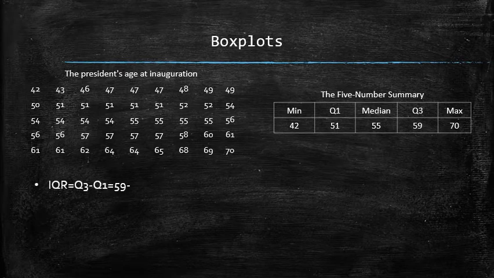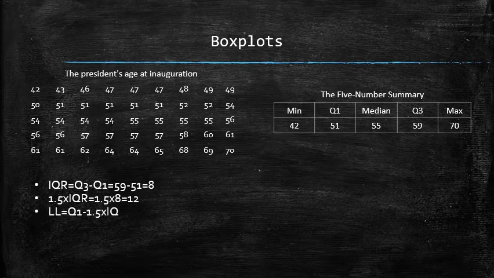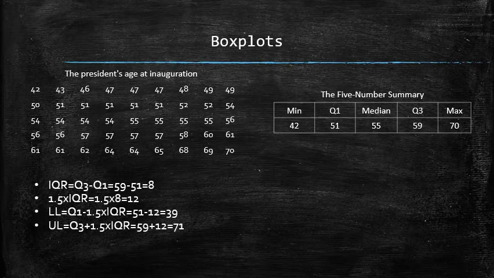First, let's compute IQR by subtracting Q1 from Q3. It is equal to 8. Then let's find one and a half times IQR. 1.5 times 8 is 12. Next, let's compute the lower limit by subtracting 1.5 IQR from Q1. We get 39. Now let's compute the upper limit by adding 1.5 IQR to Q3. We got 71. Since all the values are within the lower and upper limits, there are no outliers and therefore there is no need to compute adjacent values.